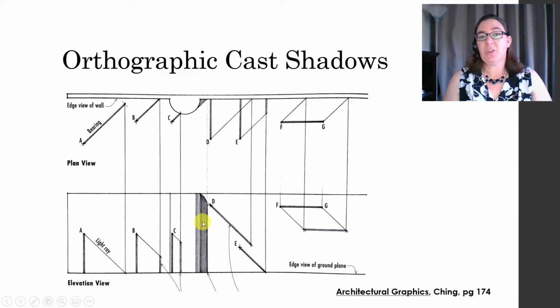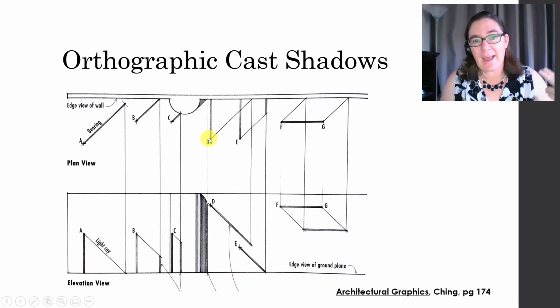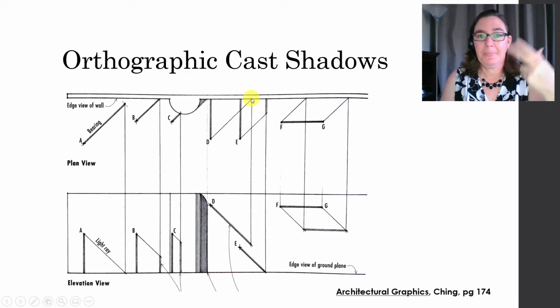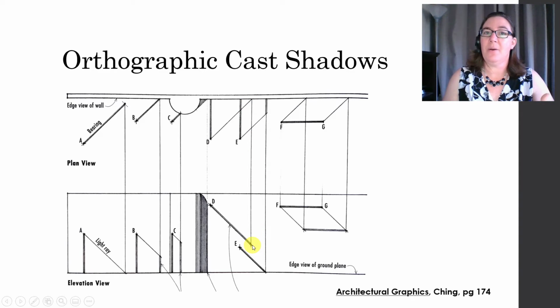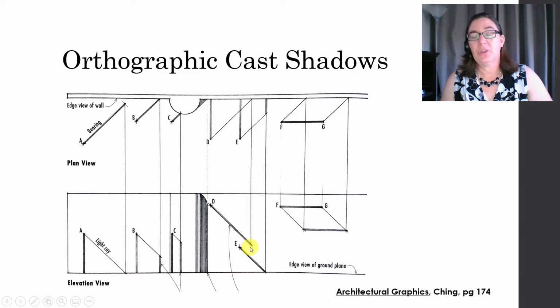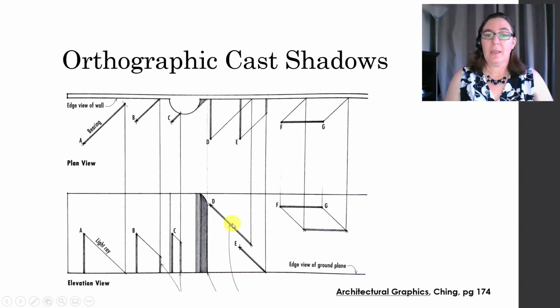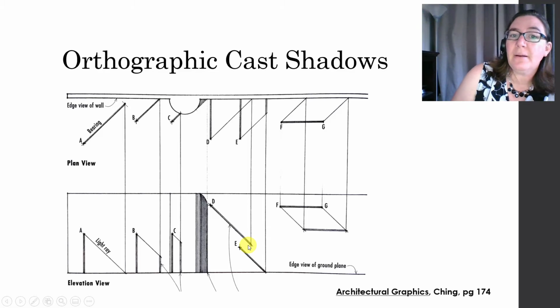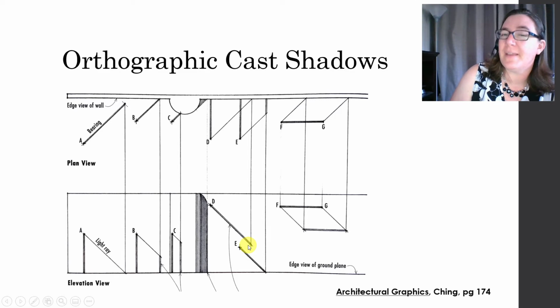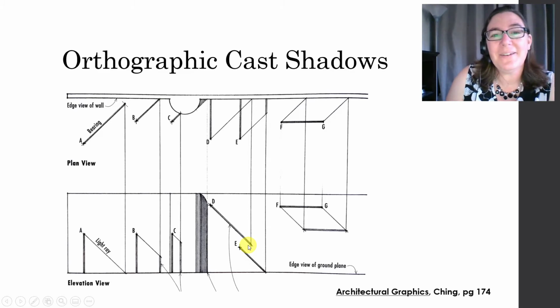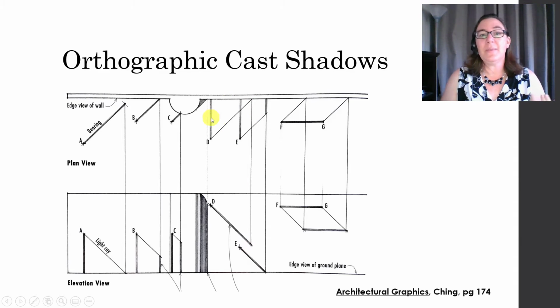So how do we find the shadow for our flagpole D? We're going to cast our 45-degree line here and bring that measurement down to the elevation view. We'll cast our 45-degree shadow line in this direction and then draw our shadow between these two points. In this case, the shadow is cast entirely on the wall, so in the plan view, there is no shadow. We don't see it at all.